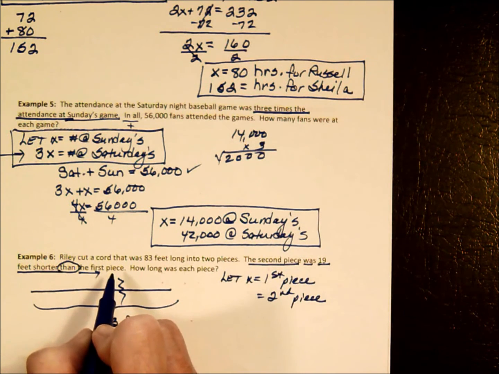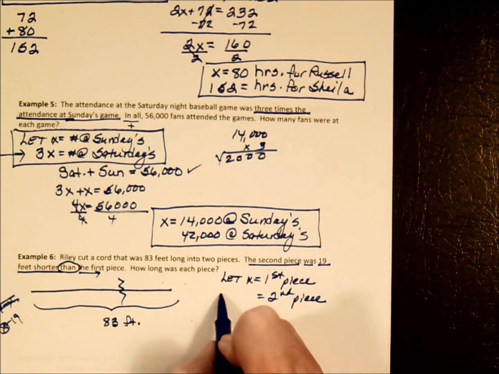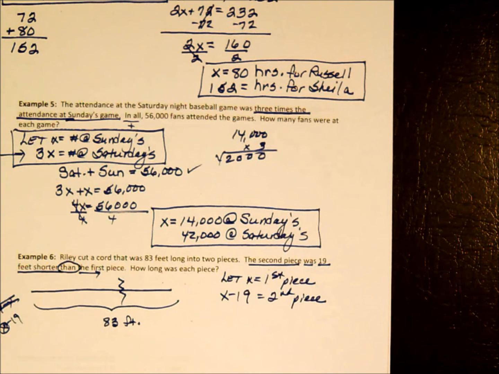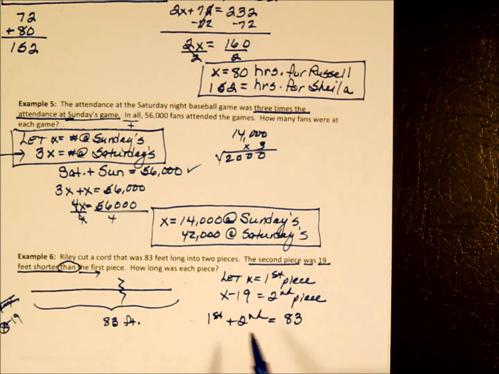Now you got to think about it. Is it 19 minus x, or is it x minus 19? To be shorter than something, you have to have the something first. So it's x minus 19 is the second piece. What do I know? I know that the first plus the second, this is my organizing statement, equals 83. And now I'm just going to fill in. So my first is x, my second is x minus 19, and my total is 83.